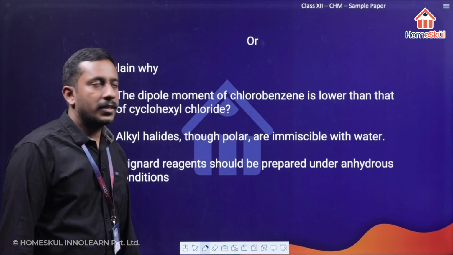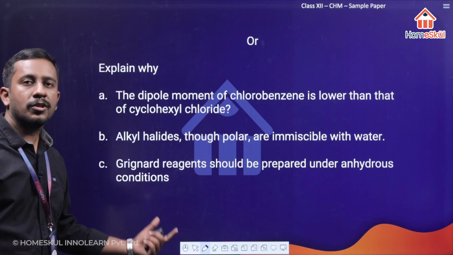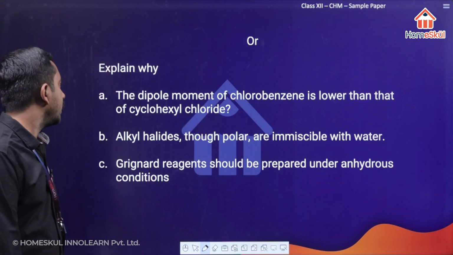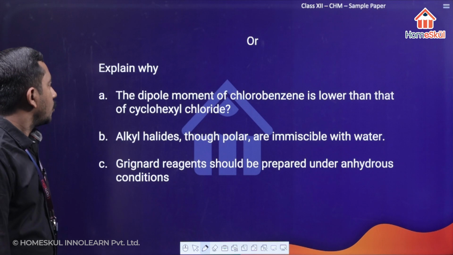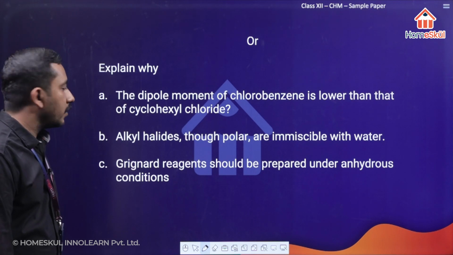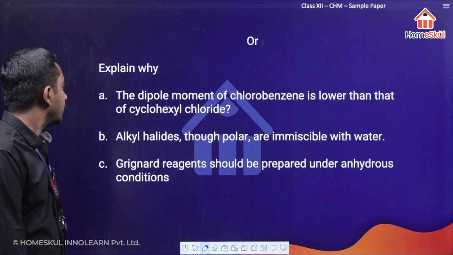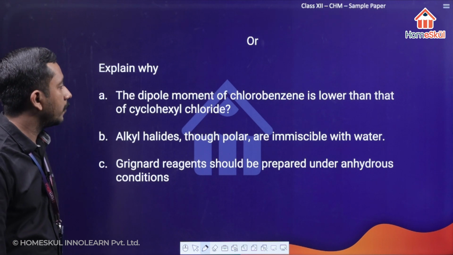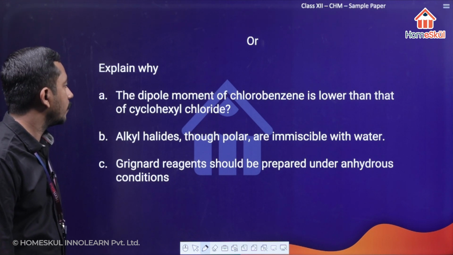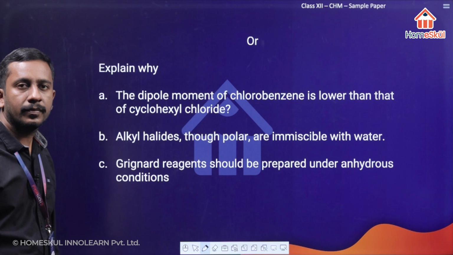And we have an option for this question. So you can either answer those first set of questions or you can go with these questions. So in this question, we have to explain three statements. The first statement: the dipole moment of chlorobenzene is lower than that of cyclohexyl chloride.